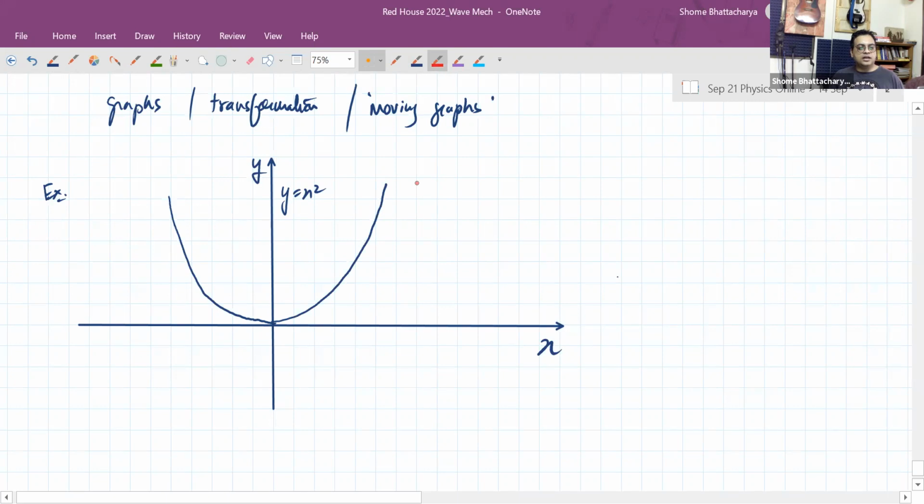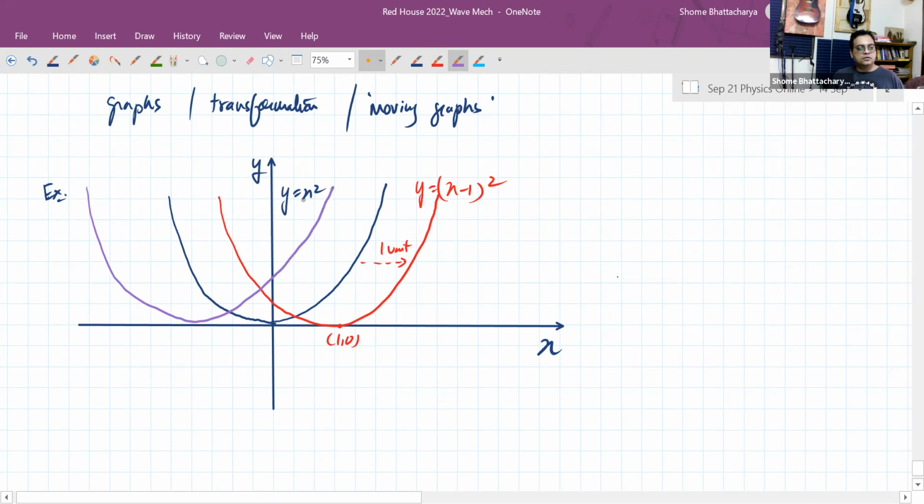But if I now transform it to y is equal to x minus 1 whole square, what happens? This whole graph shifts towards the right by 1 unit. It's a transformation by 1 unit like this. Similarly, if I want to shift it in this direction, I should make it y is equal to x plus 1 whole square. This is something I'm sure you are aware of.